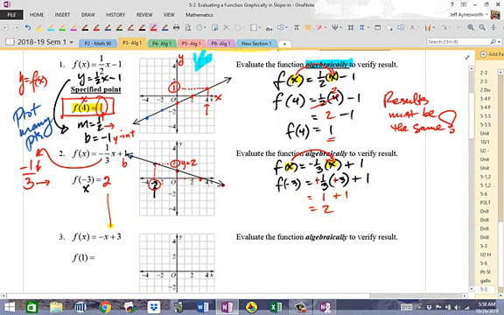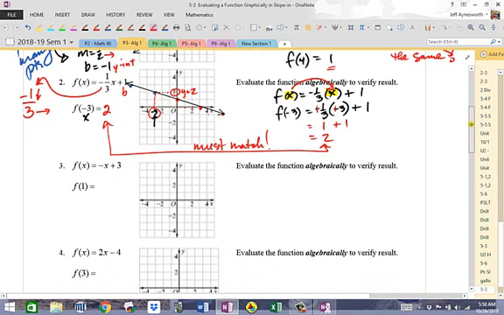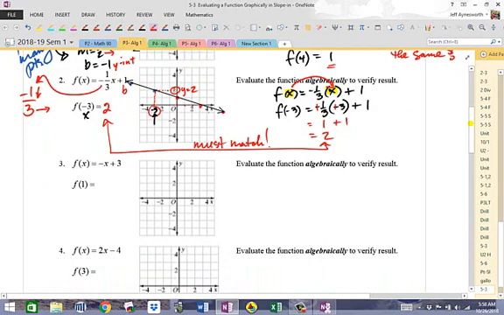And notice that they are the same. Okay, it must match. They must be the same. And they do. Your algebraic evaluation must be the same as what you get on the graph. And if you don't get the same values, you made a boo-boo, okay? So, remember that.